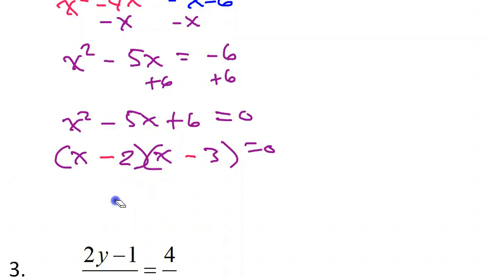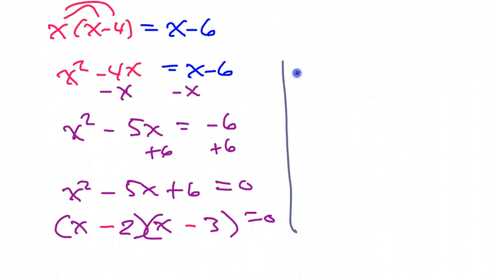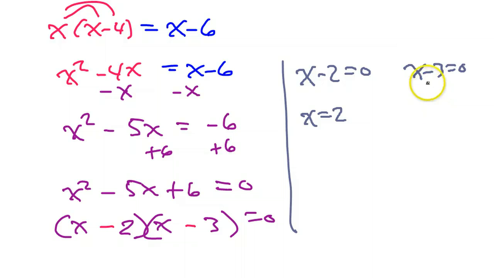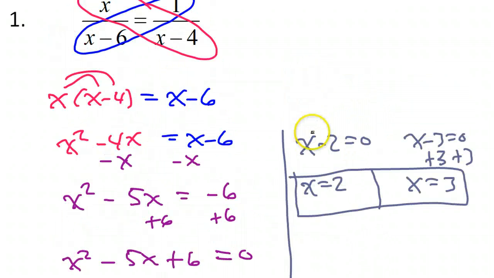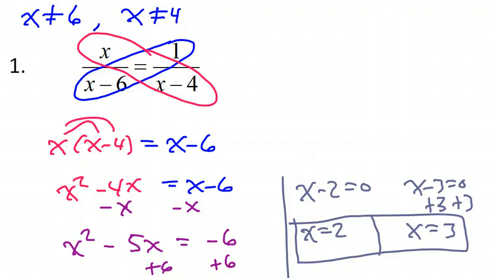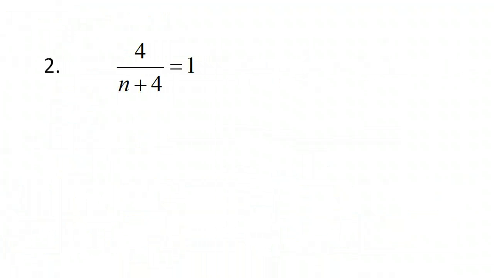To find the solutions, I set these factors equal to 0. Okay, so if I do x minus 2 equals 0, that's going to give me x equals 2. And if I set x minus 3 equals 0, then adding 3 to both sides gives me x equals 3. So these are the two solutions. X equals 2 and x equals 3. Okay, so we just solved our first rational equation. Now take a look at number 2.